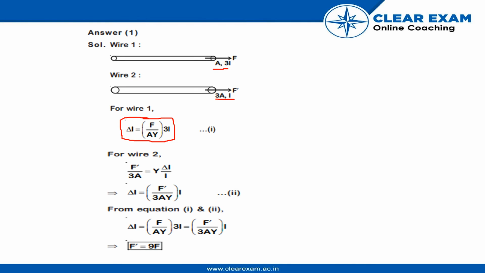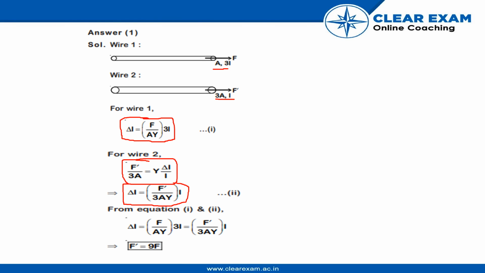And similarly for wire 2, we can just compare these formulas, which gives us F dash by 3A is equal to Y into delta L by L, where Y is the Young's modulus. Since the material is the same, Young's modulus will be the same for both wires. So this equation gives us the value of delta L, that is the change in length, as F dash by 3AY into L.